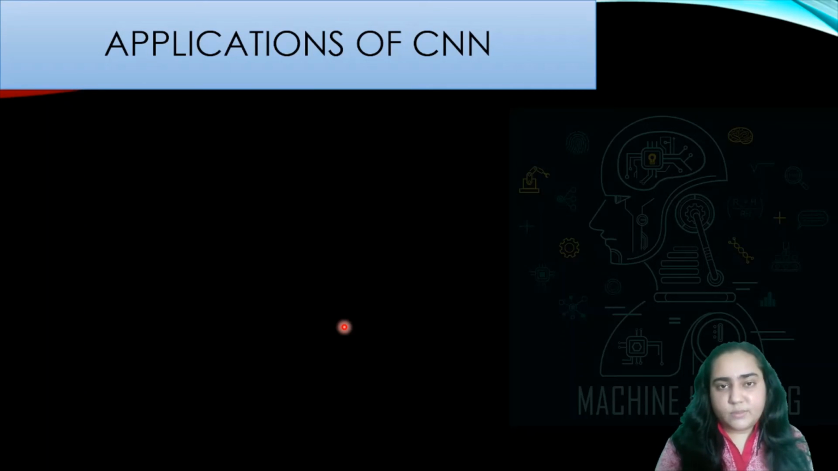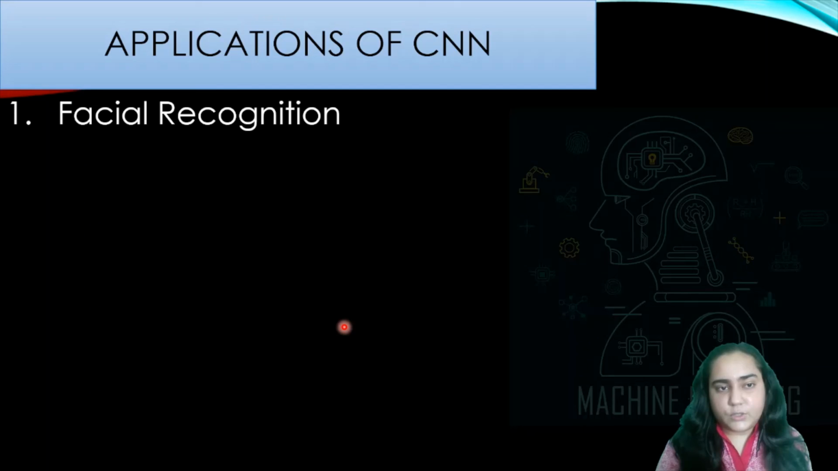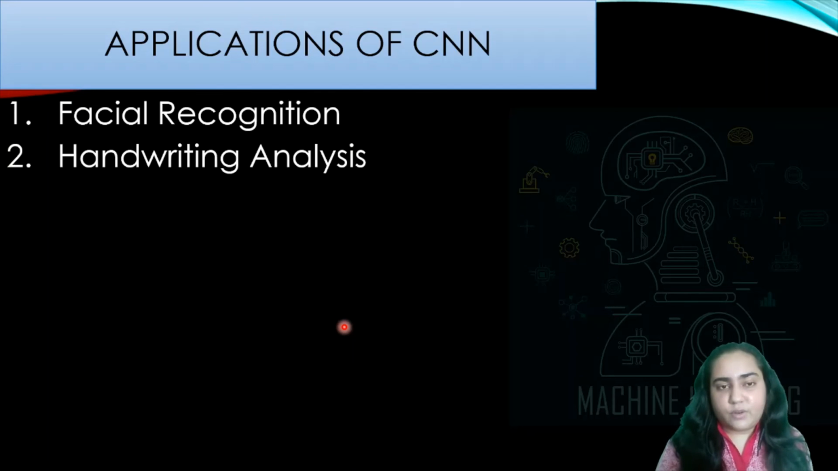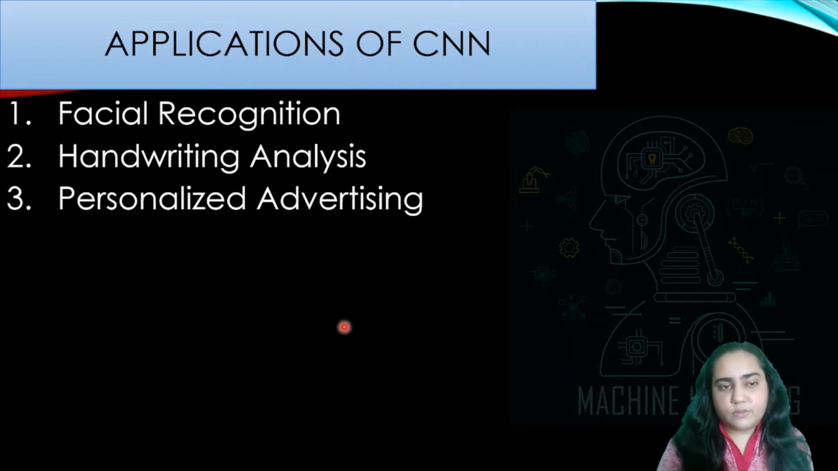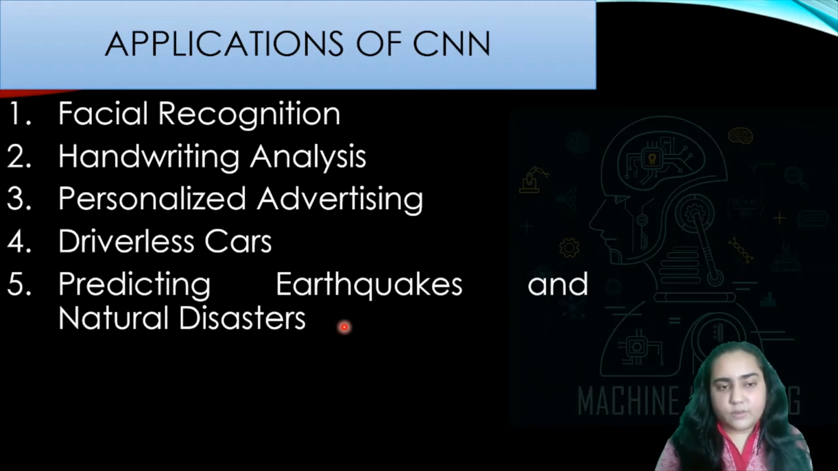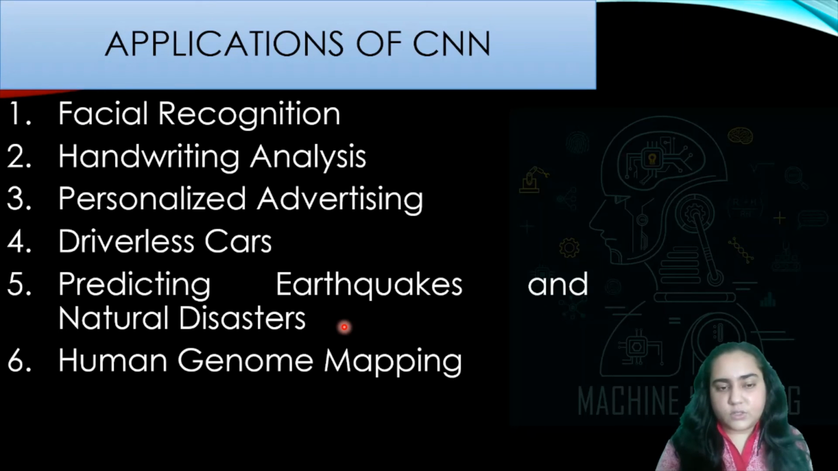Let's take a look at some applications of CNN. It can be used for facial recognition. It can be used for handwriting analysis. You can also use it for personalized advertising, advertising based on people's interests. In driverless cars, for finding out signs on the road, what they mean. You could predict earthquakes and natural disasters, as well as human genome mapping.